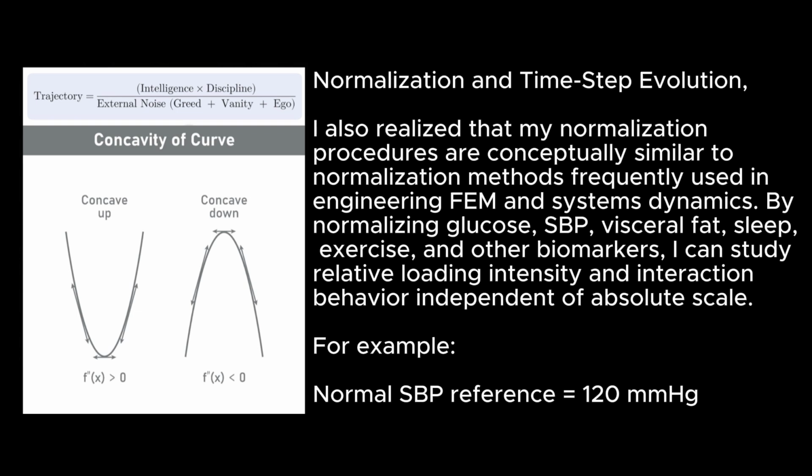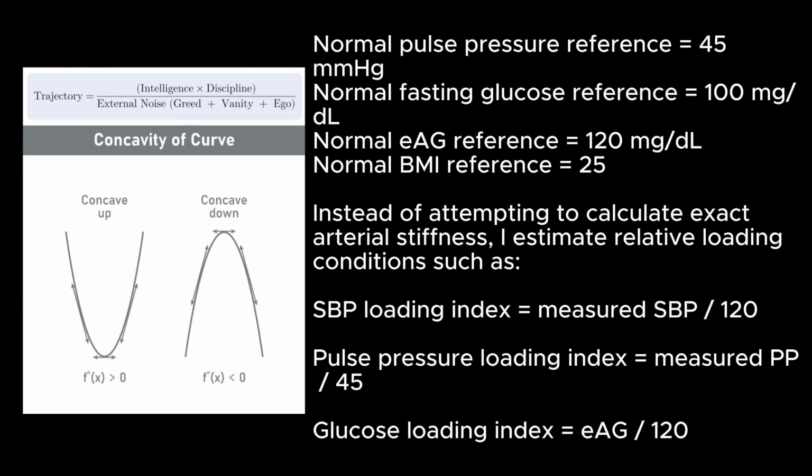Normalization and time-step evolution. I also realized that my normalization procedures are conceptually similar to normalization methods frequently used in engineering FEM and systems dynamics. By normalizing glucose, SBP, visceral fat, sleep, exercise, and other biomarkers, I can study relative loading intensity and interaction behavior independent of absolute scale. For example, normal SBP reference equals 120 mmHg. Normal pulse pressure reference equals 45 mmHg. Normal fasting glucose reference equals 100 mg/dL. Normal EG reference equals 120 mg/dL. Normal BMI reference equals 25.